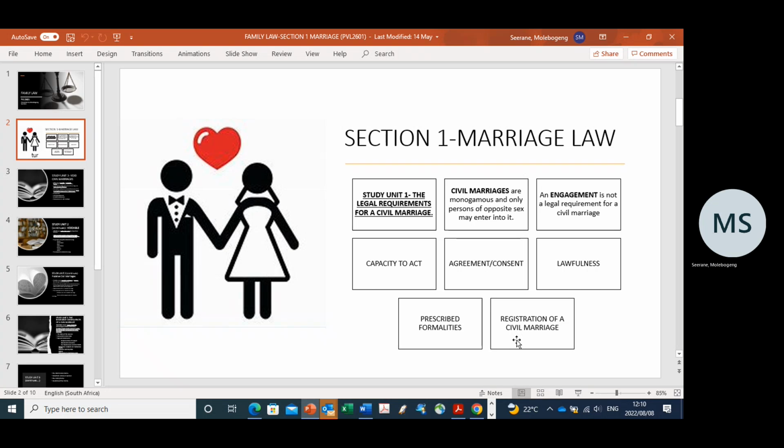A copy of the entry in the register serves as prima facie proof that the civil marriage has been solemnized. Non-fulfillment of the registration requirements does not affect the validity of a marriage, and registration can be effected post-nuptially. So, meaning that if that is not done immediately, it does not affect the validity of the marriage. However, the registration can also be done post-nuptial.